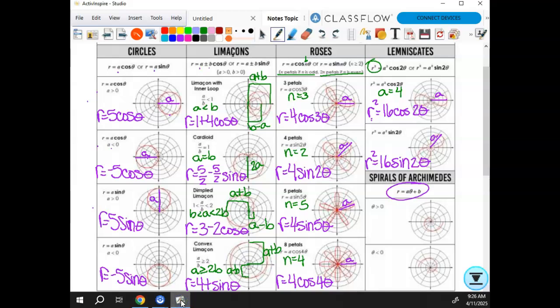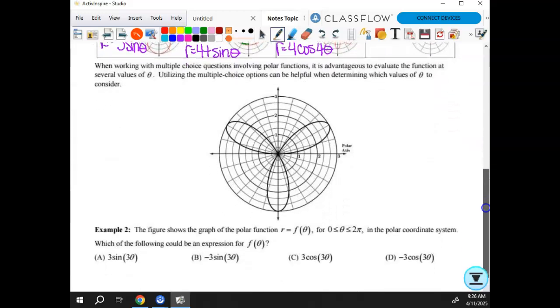All right, so let's look at one of these examples then. This says, when working with multiple choice questions involving polar functions, it's advantageous, there's your $5 word of the day, to evaluate a function at several values of theta, okay, using multiple choice options. So it's not really like this is a trick on how to plug the answers in or anything. You still have to have an understanding of what's going on, but you don't have to understand it so deeply that you have to answer it from scratch since it's multiple choice. All right, does that make sense? So I'm going to show you what you need to know, how we can work through these.